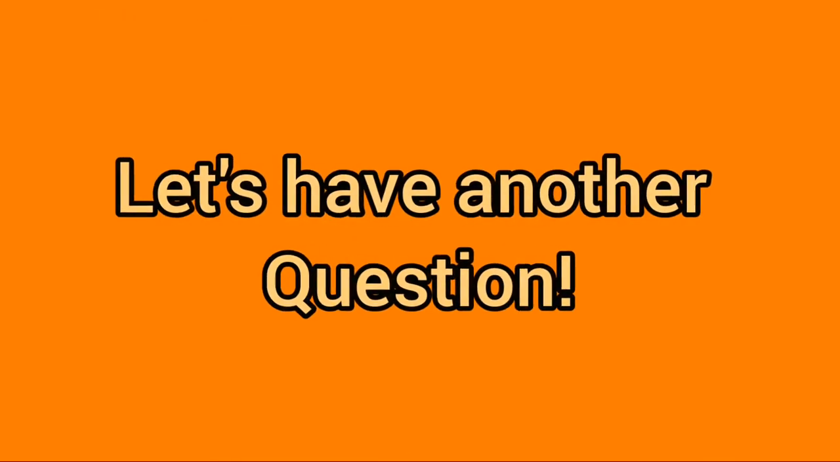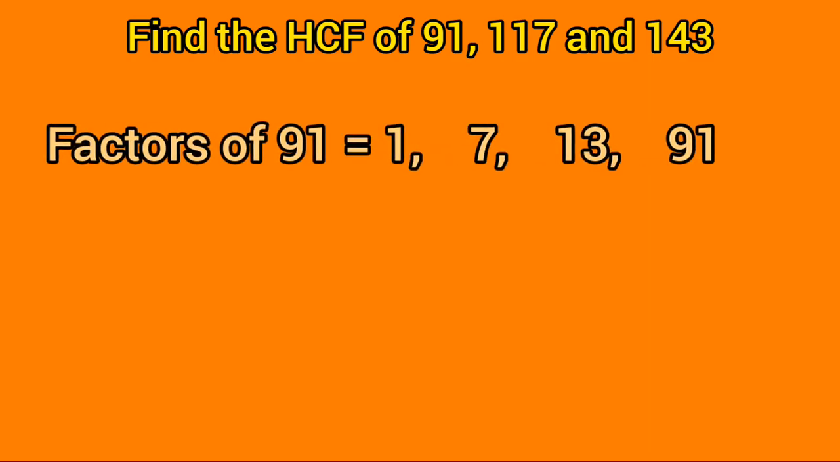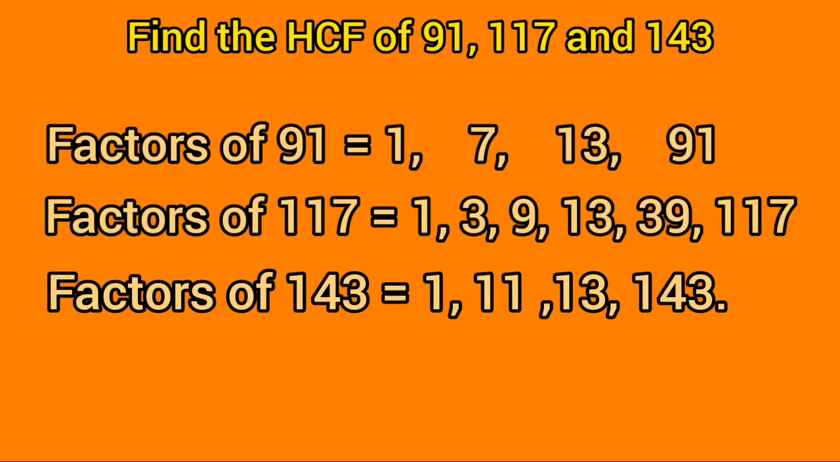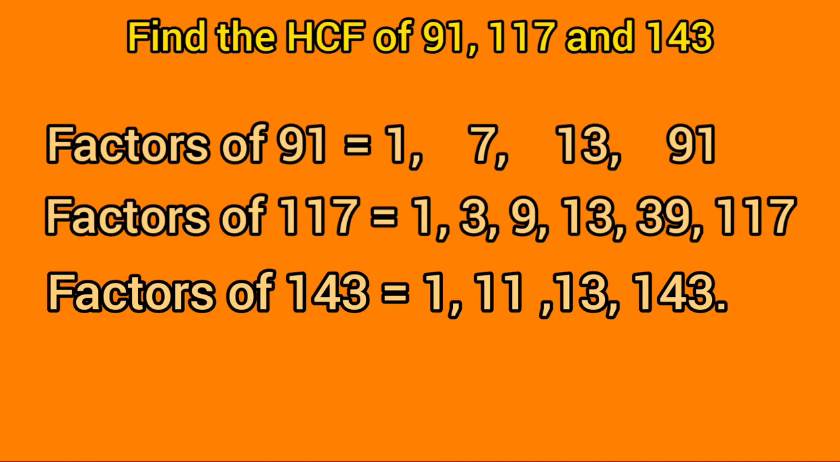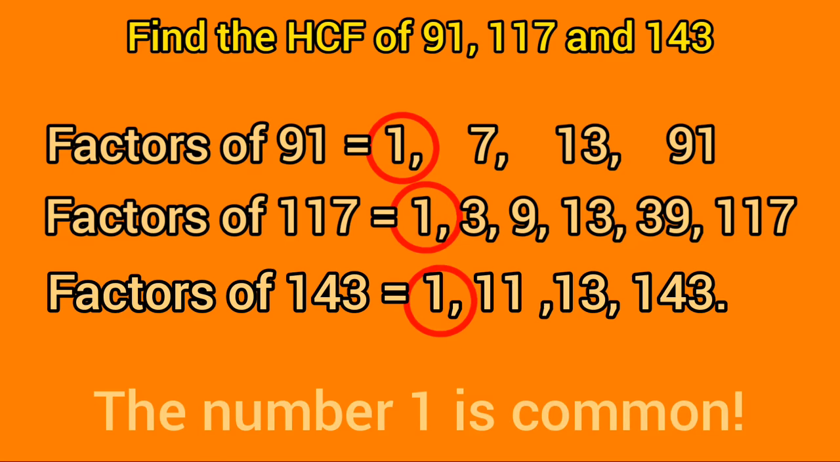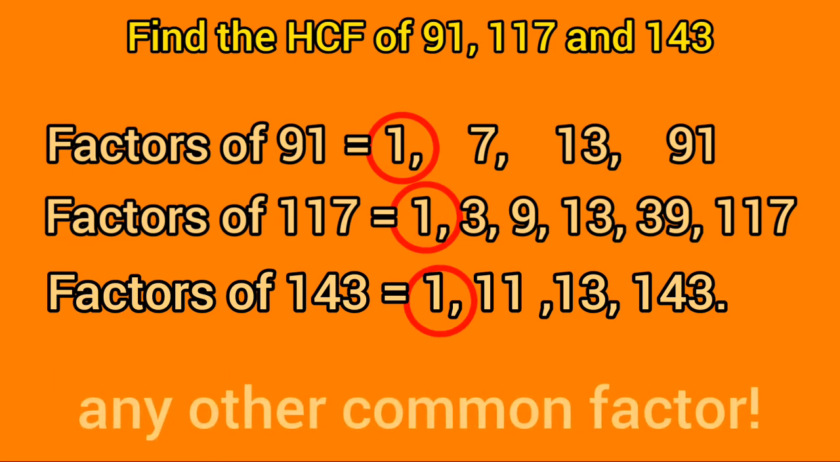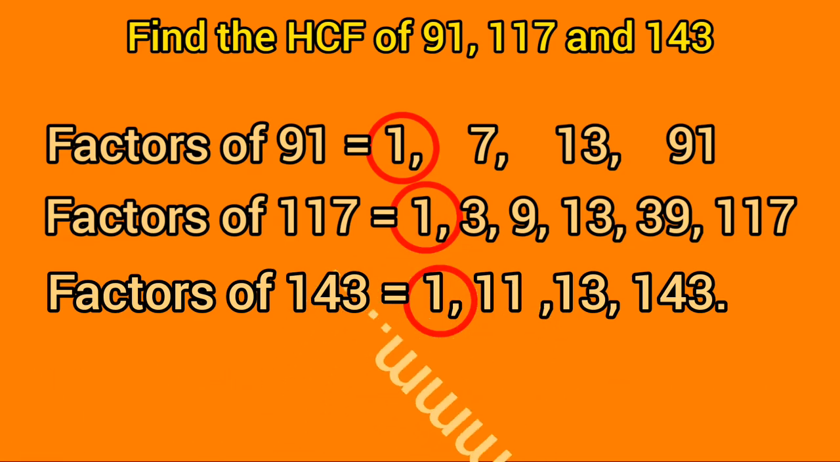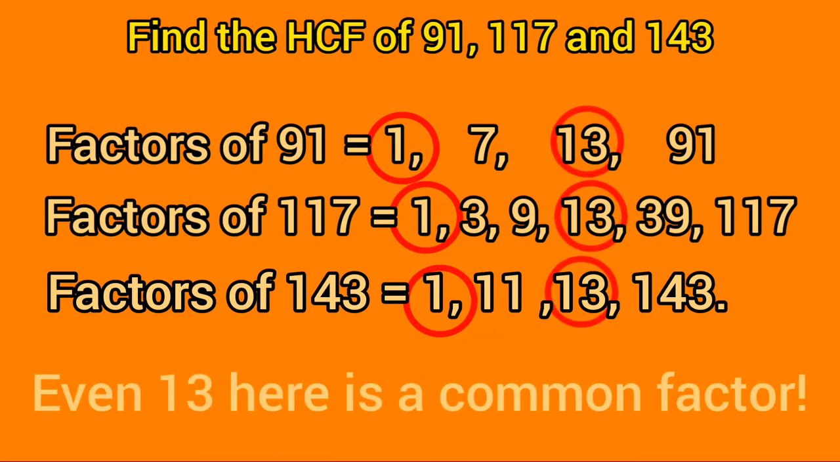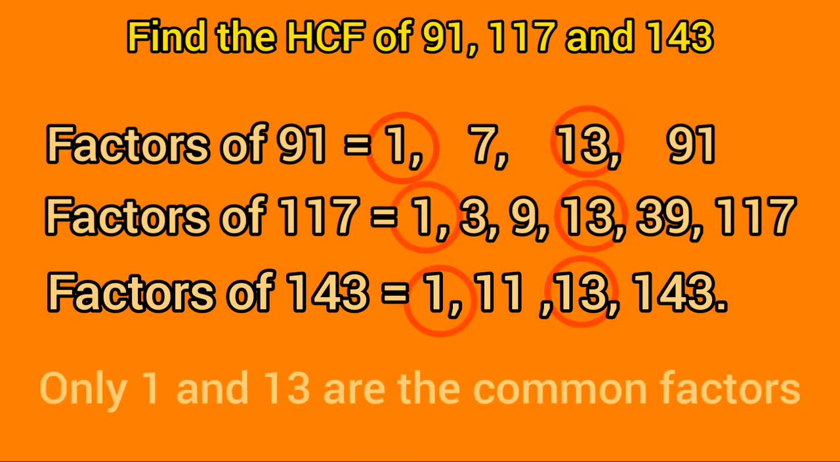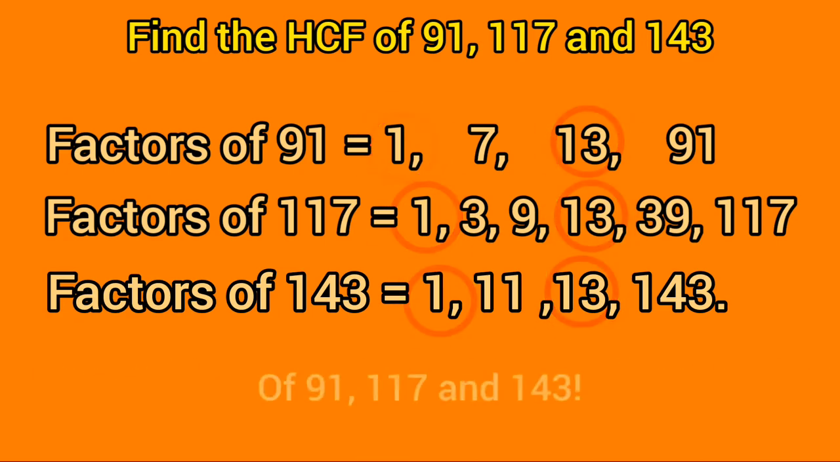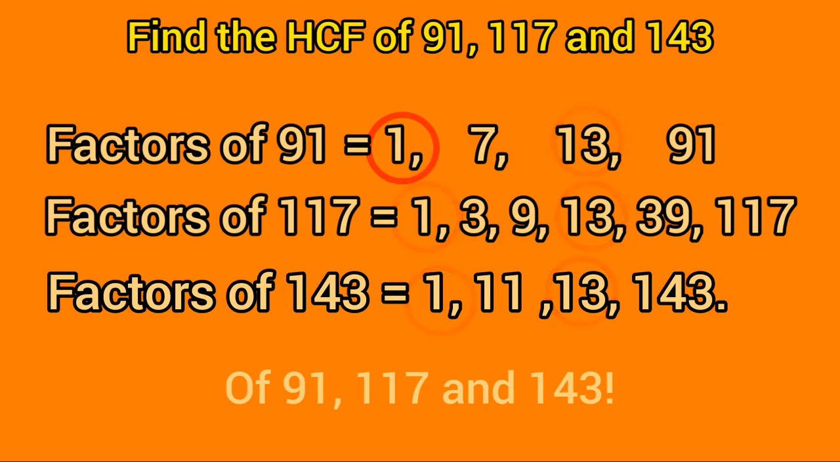Let's have another question. Find the HCF of 91, 117 and 143. So now let's write down all the factors of 91, then 117 and then 143. Now let's find if there are any common factors here. As you can see, the number 1 is common. Let's see if there are any other common factors. Yes, even 13 here is a common factor. Any other common factors? Nope. Only 1 and 13 are the common factors of 91, 117 and 143.